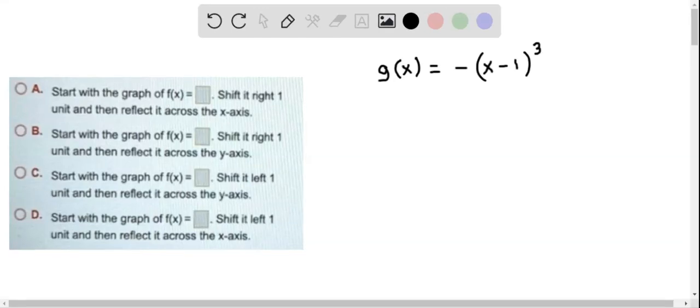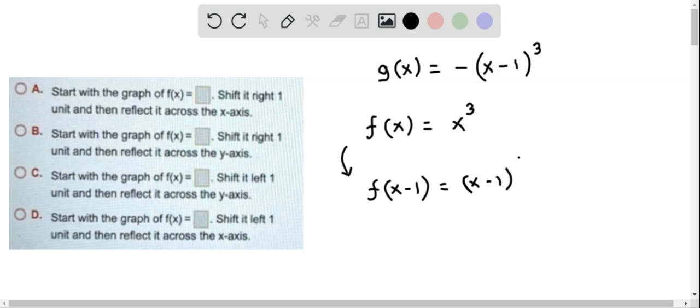So here I'm going to consider the parent function f of x, and this equals x cubed. And I'm going to apply a sequence of transformations. That is, the first transformation is I'm going to find f of x minus 1. So when I do that, I get x minus 1 quantity cubed.